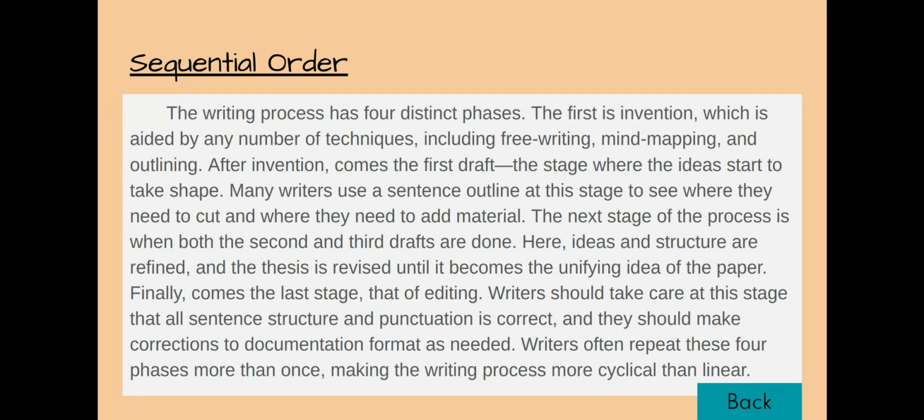to add material. The next stage of the process is when both the second and third drafts are done. Here, ideas and structure are refined, and the thesis is revised until it becomes the unifying idea of the paper. Finally comes the last stage, that of editing. Writers should take care at this stage that all sentence structure and punctuation is correct, and they should make corrections to documentation format as needed. Writers often repeat these 4 phases more than once, making the writing process more cyclical than linear.